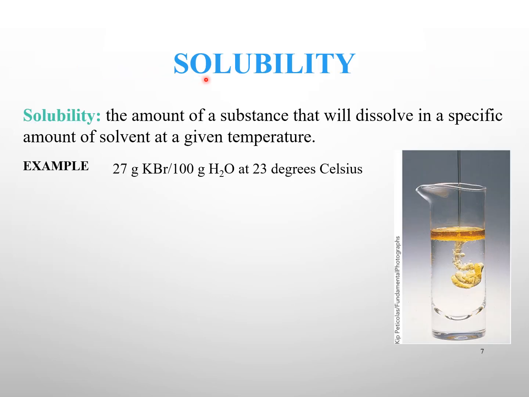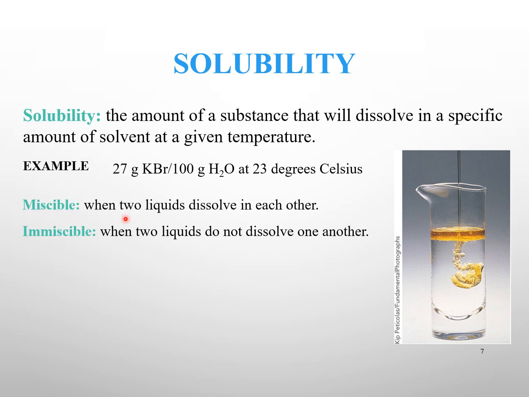When we talk about solubility, it means how much of the solute can be dissolved in a specific amount of solvent at a given temperature. For example, if they tell you the solubility of KBr is 27 grams of KBr for every 100 grams of water at 23 degrees Celsius.